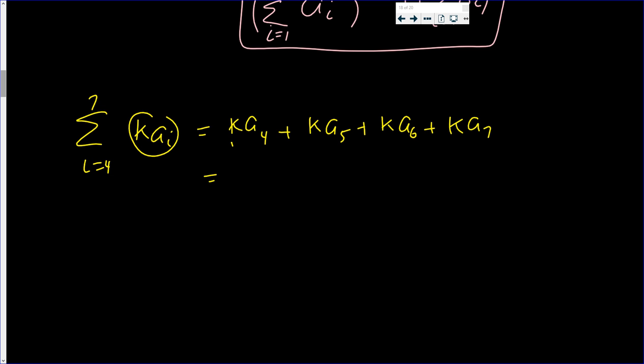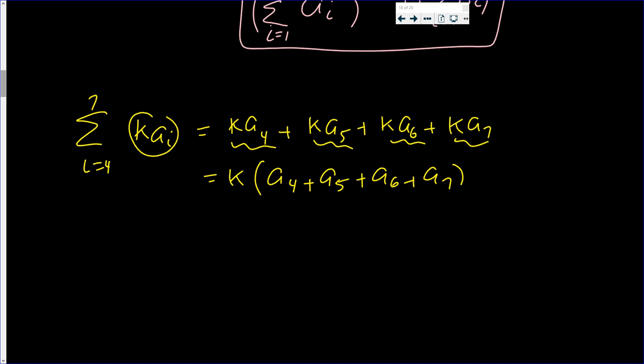Well, each one of these terms has a factor of k. I can factor it out. Say A4 plus A5 plus A6 plus A7. Now, what's in here is the summation of A sub i as i goes from 4 to 7, times the k in front.